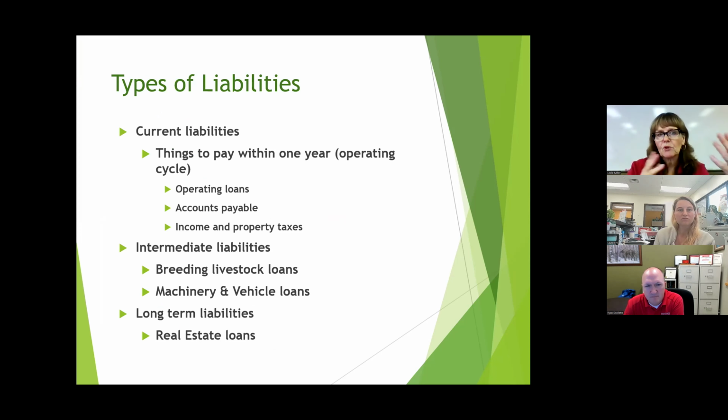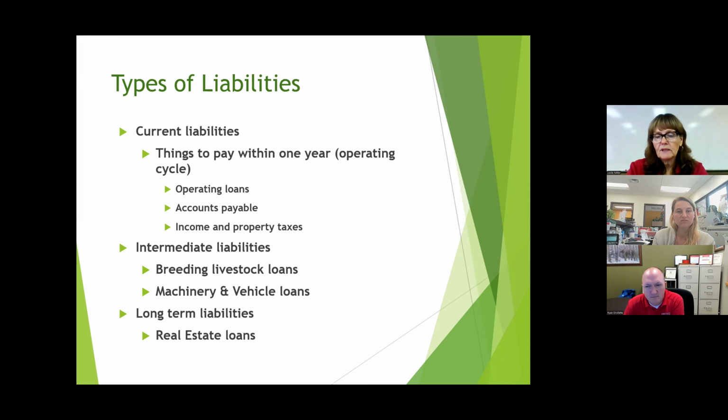Again, as I said, the liabilities are divided into 3 categories as well. You have current liabilities that are things that you have to pay within the next year, like operating loans, any accounts payable that you owe, income and property taxes, your credit card bills, some of those things. All of those things you're going to try to be paying within the next year. So they're current liabilities. Intermediate liabilities are your breeding livestock loans, your machinery and car loans.